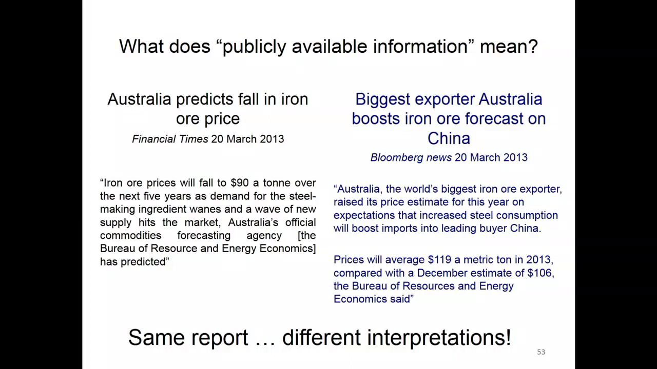A third example, here you have the same report released by the Bureau of Resources and Energy Economics, and you have two papers: one saying Australia predicts a fall in iron ore, Bloomberg News saying Australia, the biggest exporter, boosts iron ore forecast in China. Same report, different interpretation there.